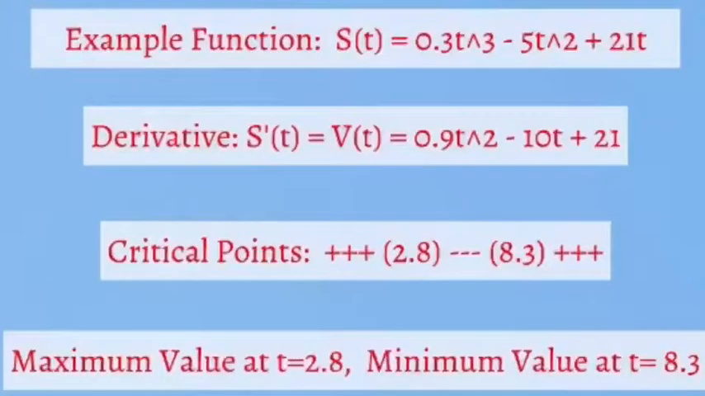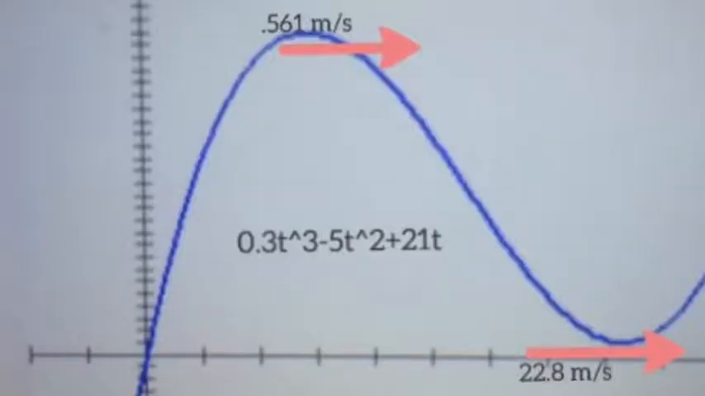Here's an example of how calculus is applied. In order to find, for example, the velocity and acceleration at which the roller coaster is moving at its peaks and valleys, calculus is used. The example function of the graph of 0.3t cubed minus 5t squared plus 21t will be used to loosely resemble this roller coaster. This is the graph of the roller coaster's position.